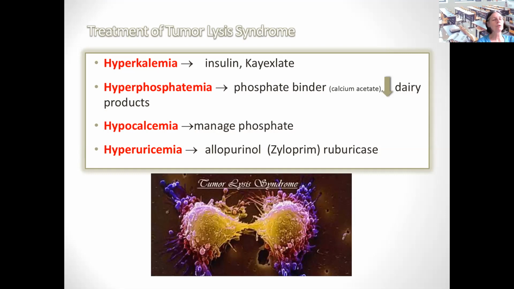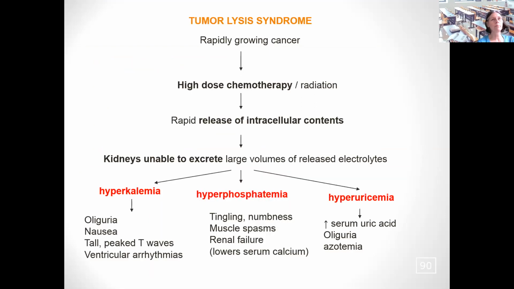And then for hyperuricemia, we're going to give the rasburicase, or we can give the allopurinol. You can't give both simultaneously. One affects the other. And so you take them off the allopurinol when you start them on the other.